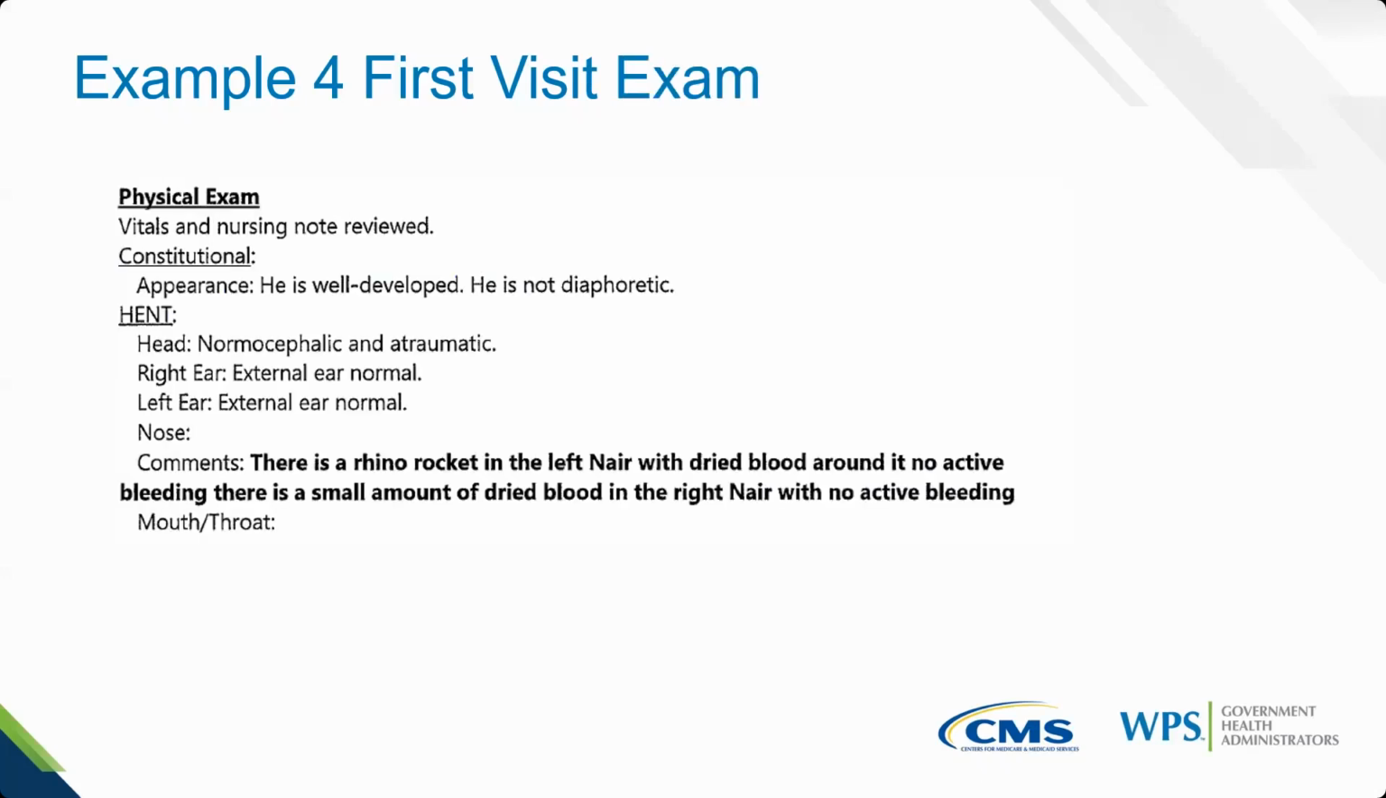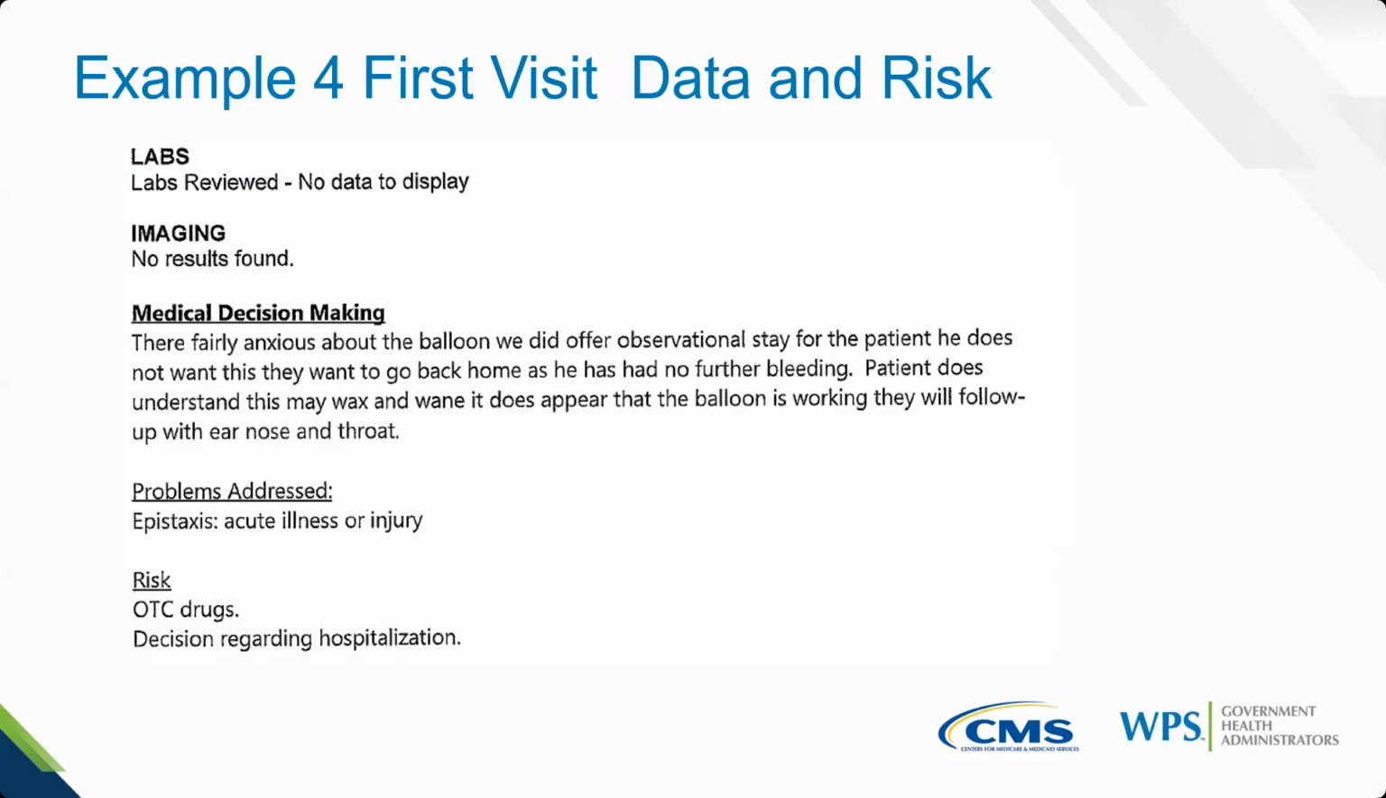So let's look at our physical exam for this one. We have vitals and nursing note reviewed. We have an exam that has been performed. We have identified that the patient has a rhinorocket in the left nostril, does have dried blood around it. No active bleeding though. They also looked at the right nostril and there's no active bleeding there either. Then we have information on data and risk.